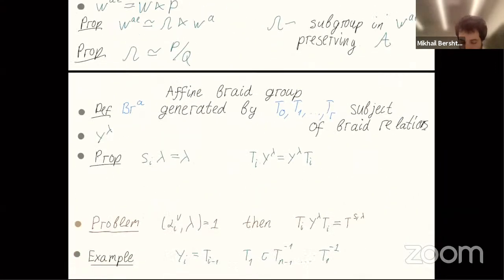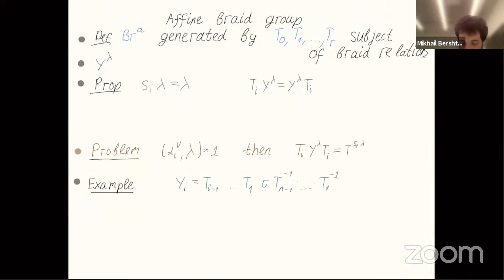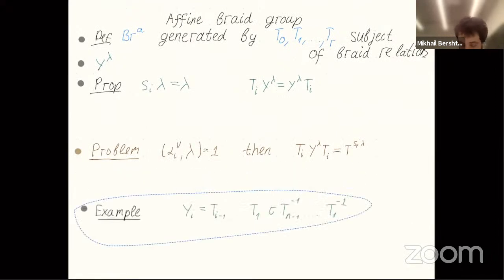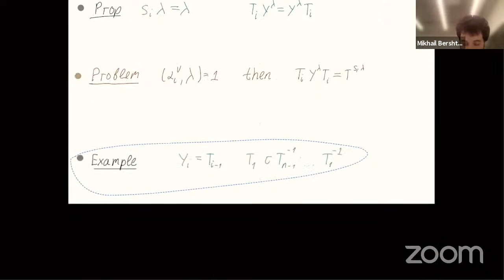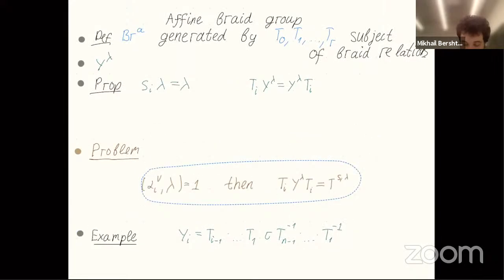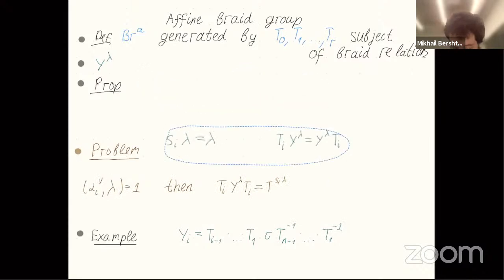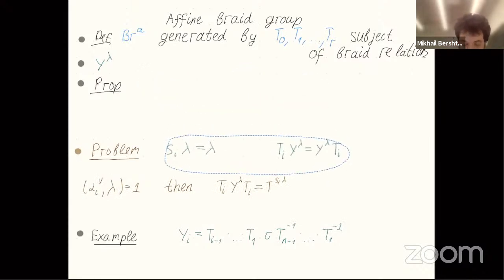Okay, so the question was about the point where we define the affine braid group. This is the group generated by T0 through Tr, subject to braid relations. Actually, this is the last topic from lecture 2, and very soon we'll move to lecture 3. But very soon doesn't mean in a minute, maybe in 10 minutes we'll finally start our lecture.